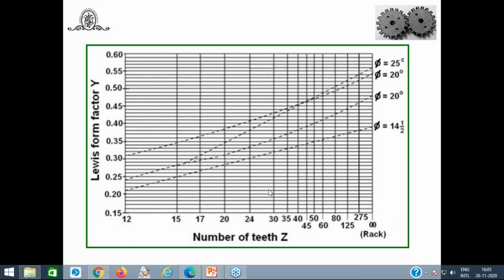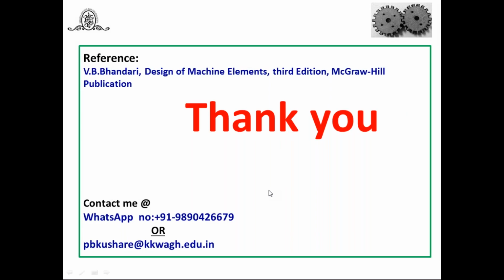This is about the beam strength of the spur gear tooth.